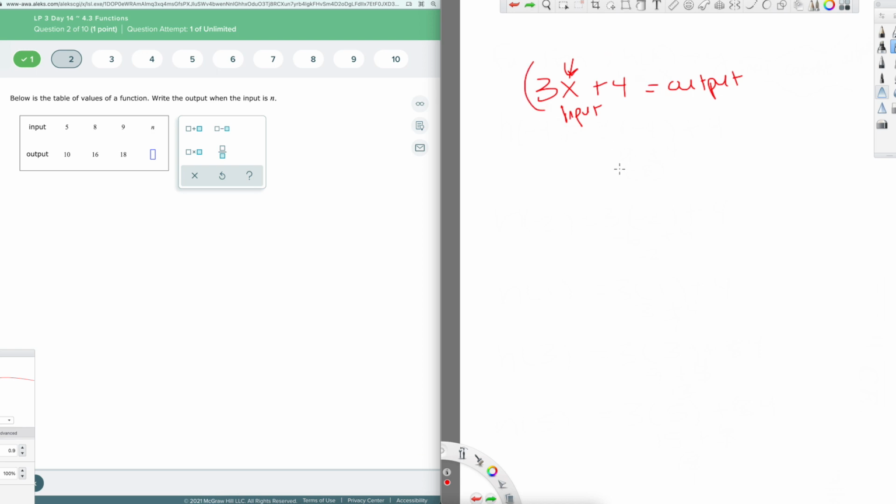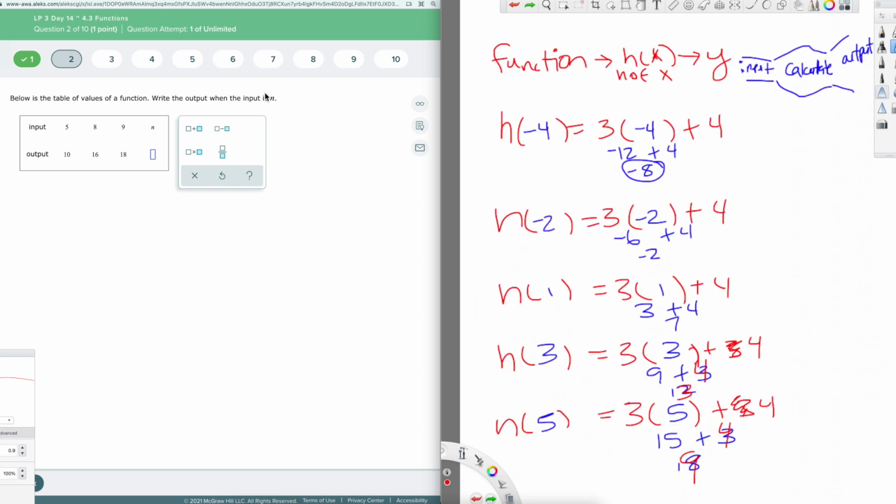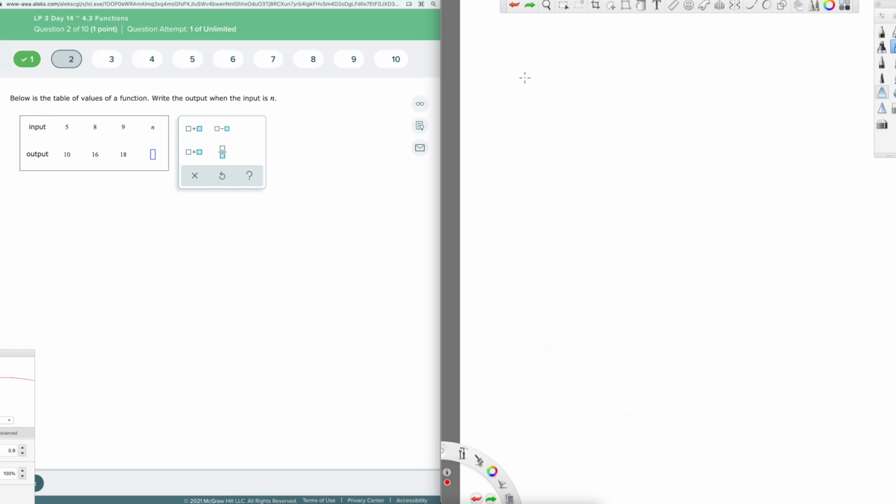So when they're asking you to create your own rule on this one, it says below is the table of values of a function. Write the output when the input is n. So what we want to do is think about what's happening here to all of these numbers.